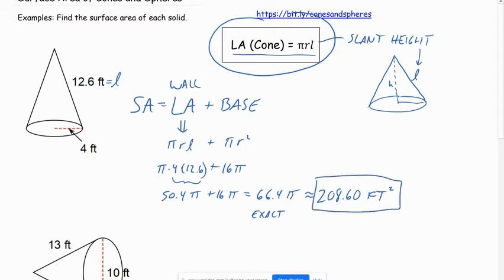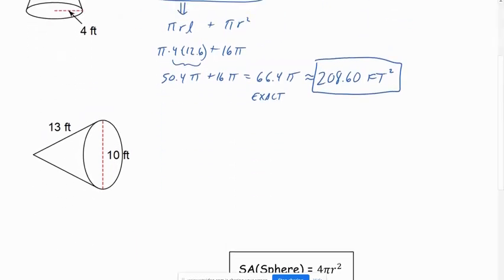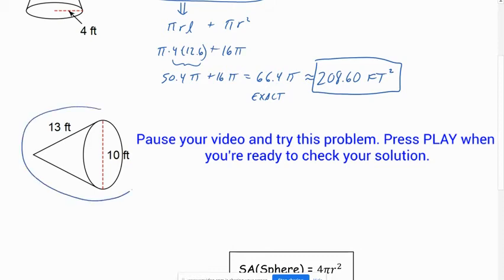So again, for a cone, we're doing lateral area plus the base. We find the lateral area by doing pi r L, and then the base is just a circle, and we already know how to find the area of a circle. So now I would like you to pause your video and try this one.